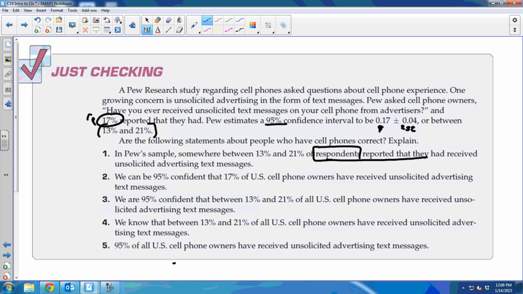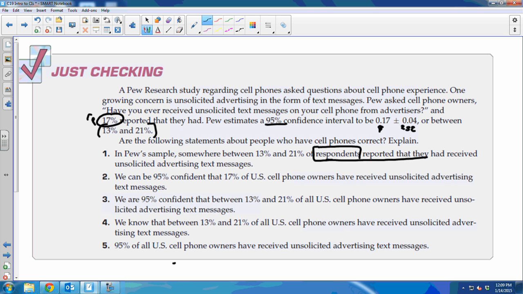On number 2, we can be 95% confident that 17% of U.S. cell phone owners have received unsolicited advertising text messages. That's false. We are not 95% confident that our P is P hat. I think everyone can say that's wrong, right? On 3, we are 95% confident that between 13 and 21% of all U.S. cell phone owners have received unsolicited advertising text messages. That is true. That's what we want.